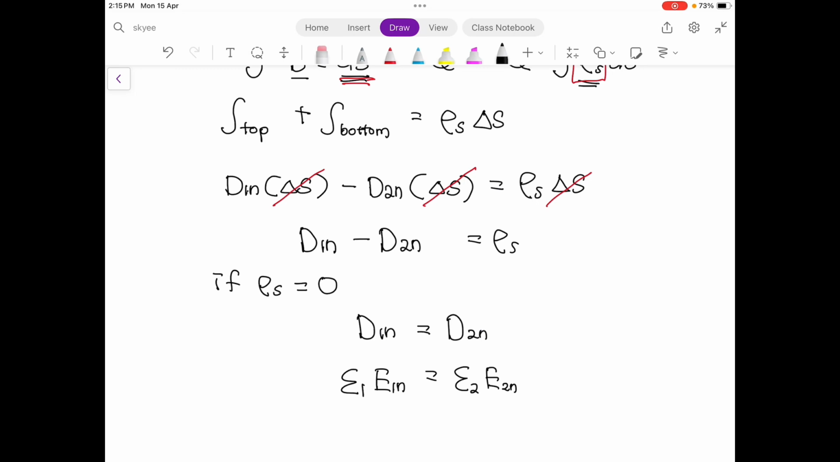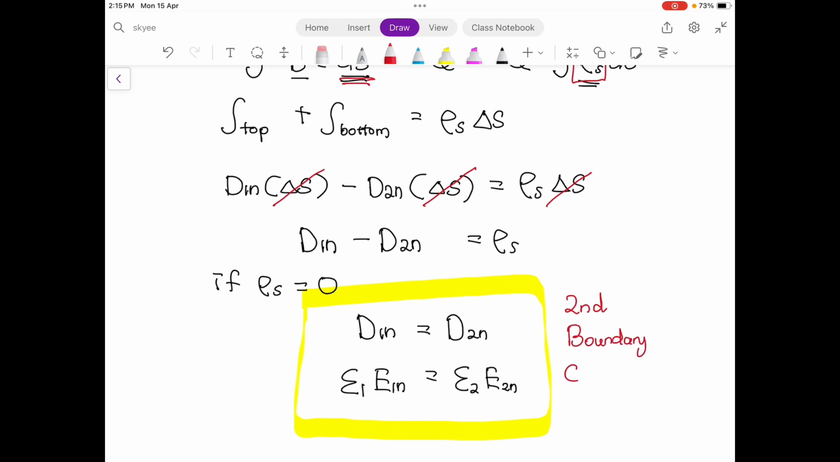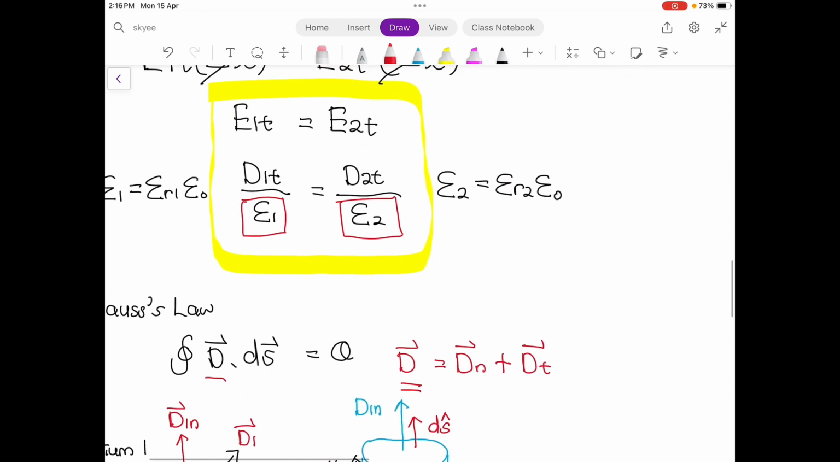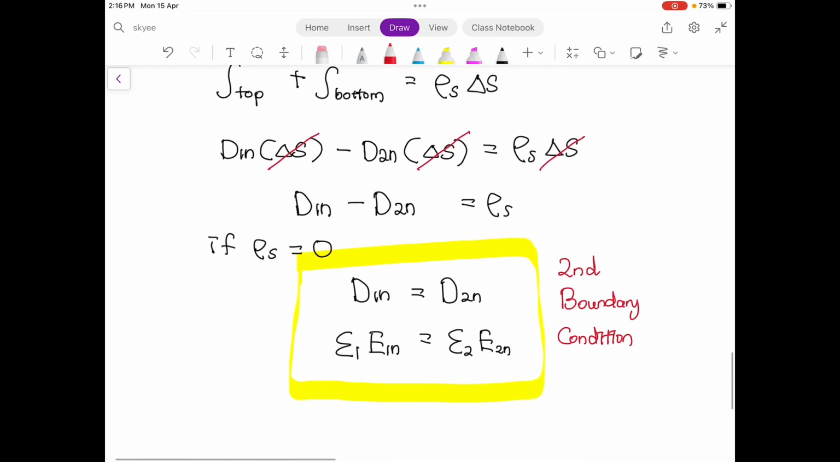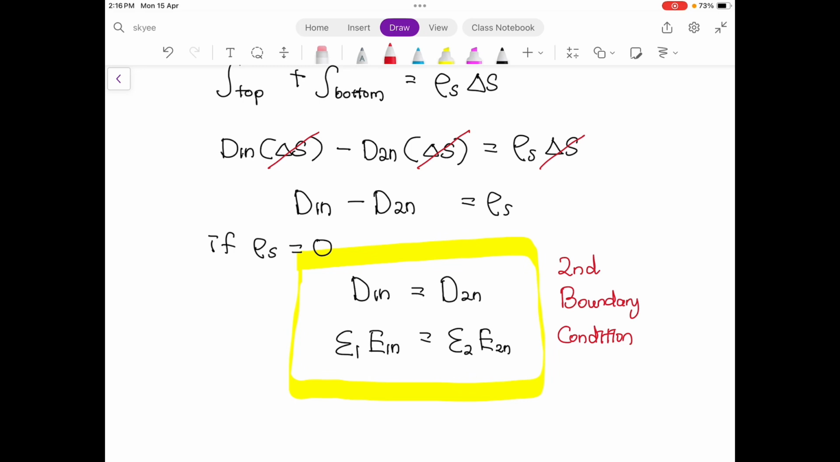So this is our second boundary condition. Just now we had the first one, so this is the first boundary condition. Later I will show you how to apply these boundary conditions.